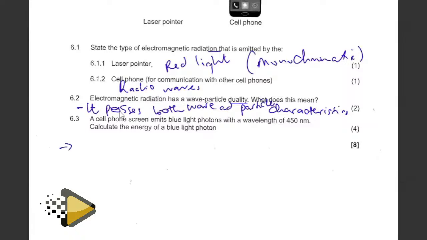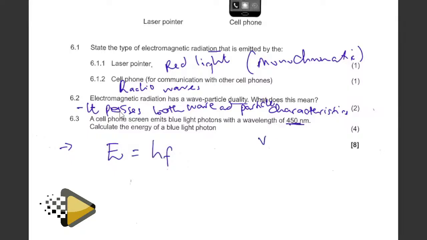characteristics. Okay, then 6.3, a cell phone screen emits the blue light photons with a wavelength of 450 nanometers. Calculate the energy of the blue light. So we know that from this formula, E is equal to hf.